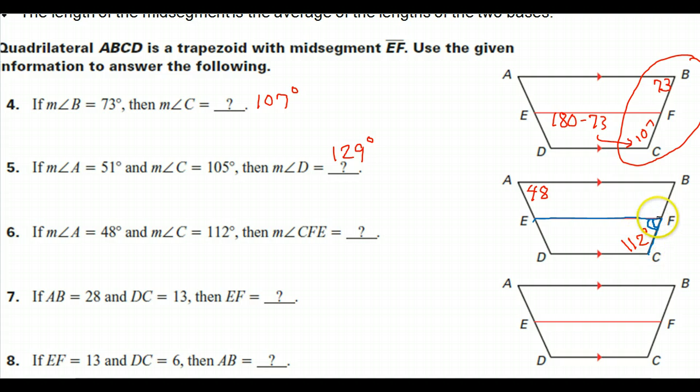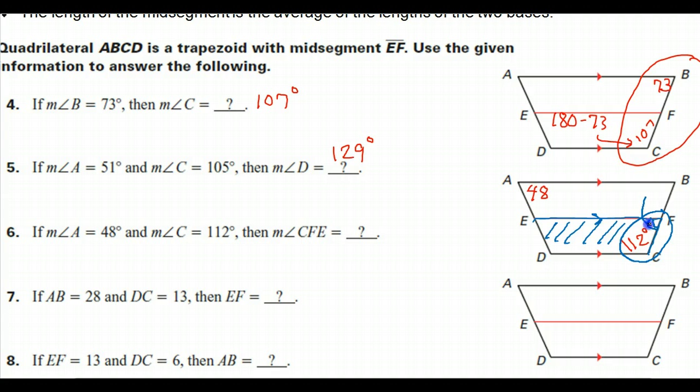Okay, well look, these angles will be supplementary. This is like a little mini trapezoid. Since this blue line right here is parallel, I could ignore the top half of this trapezoid and just look at this guy as a little mini trapezoid. So in this little mini trapezoid, because these are parallel, angle C and angle F here are leg angles, so they will be supplementary.